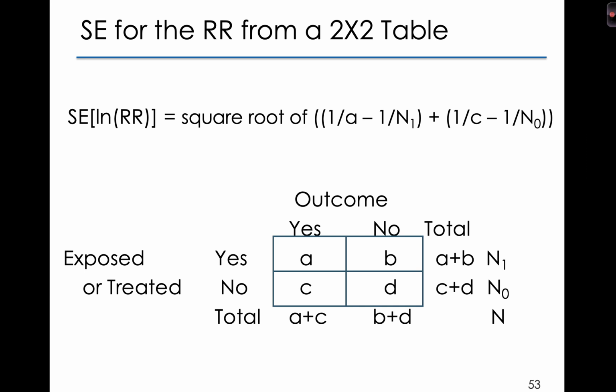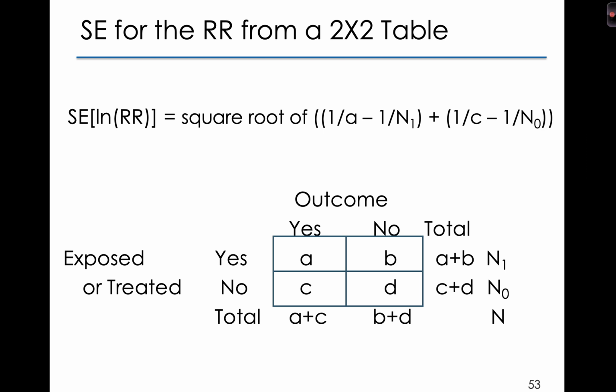Don't worry about this. So this is the standard error. It's the square root of 1 over A, which is the number of exposed individuals who have the outcome, minus 1 over N1, which is the number of people in the exposed group, plus 1 over C minus 1 over N0, C being the number of people with the outcome in the unexposed group. So these are the reciprocals of the cell sizes.